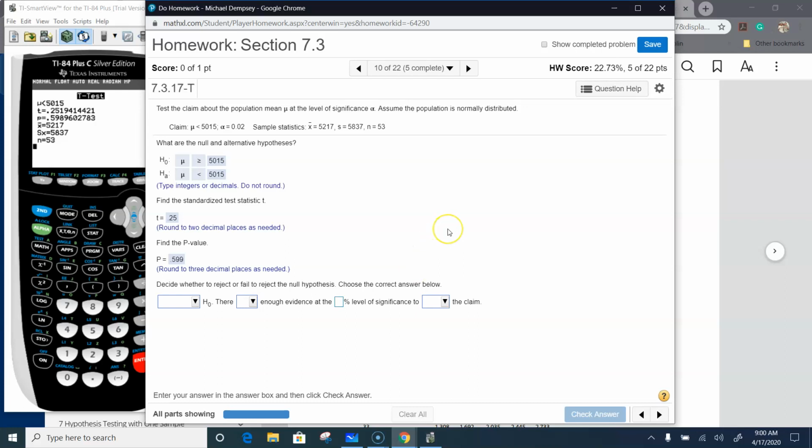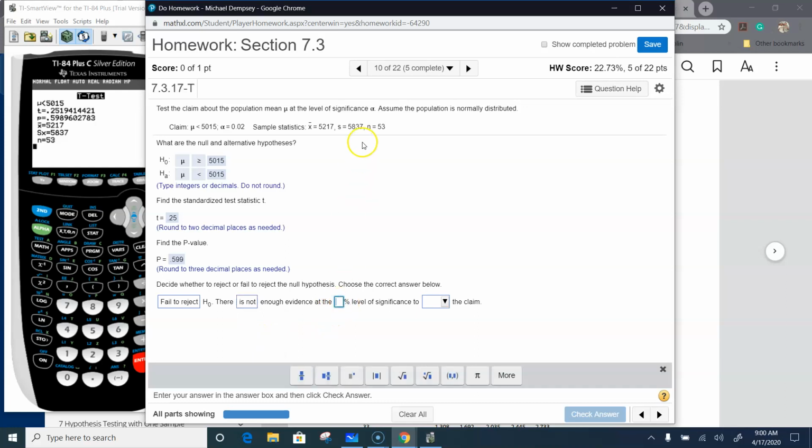Okay, so decide whether we reject H0. That's a really high p-value, and we know if the p-value is low, the null must go, so that's not low, we fail to reject. There is not enough evidence at the 2% significance level, it's kind of a weird significance level, to reject the claim.